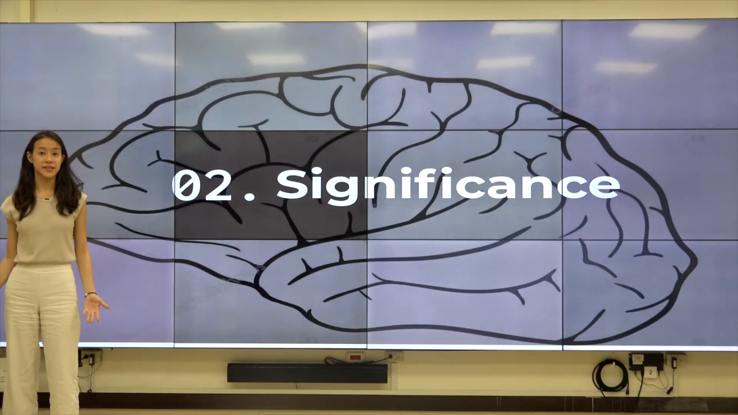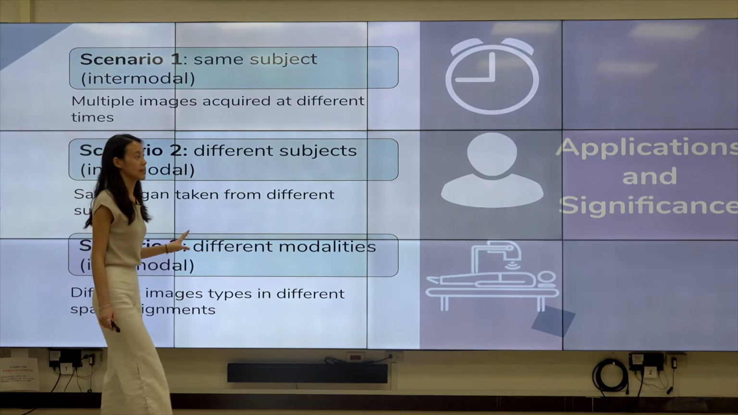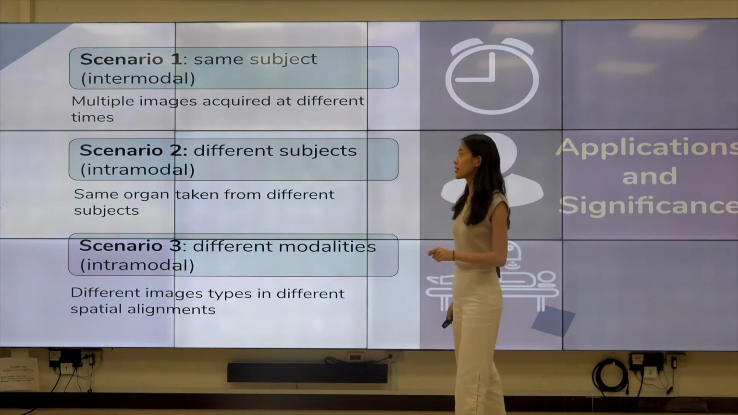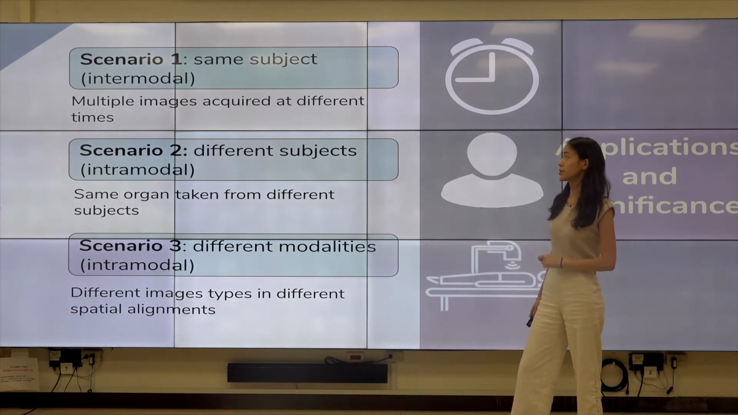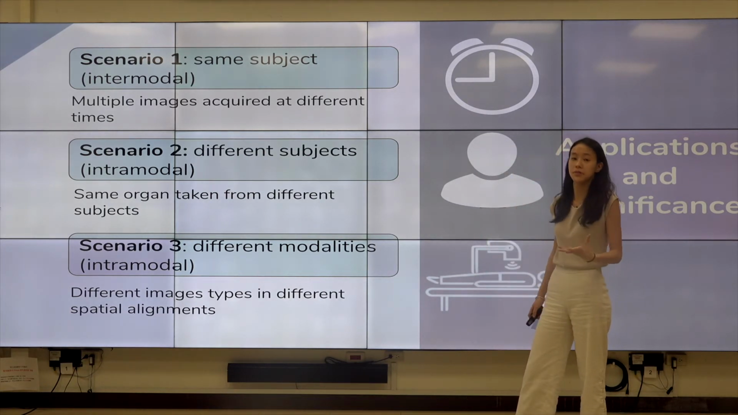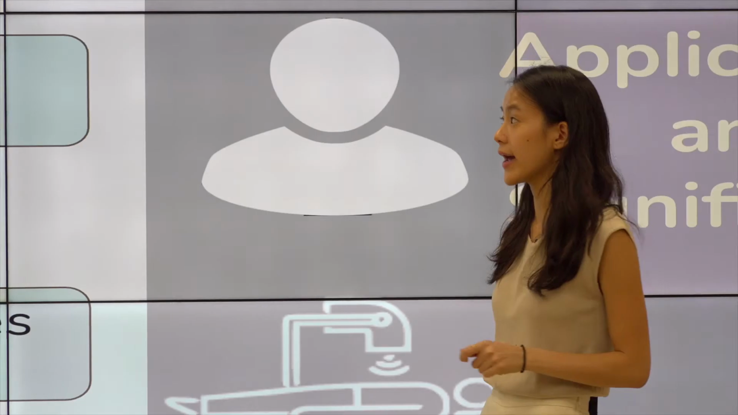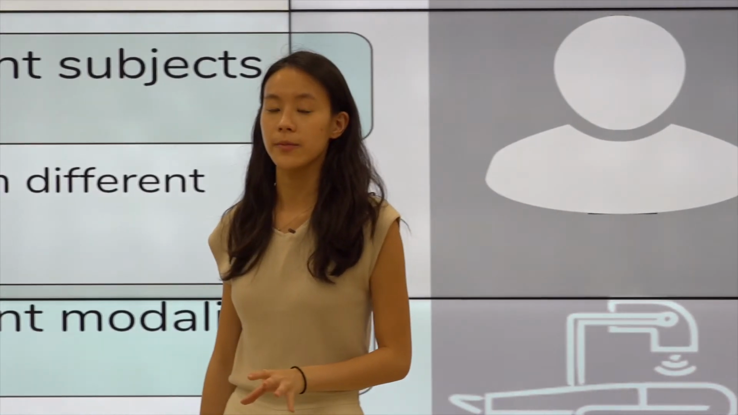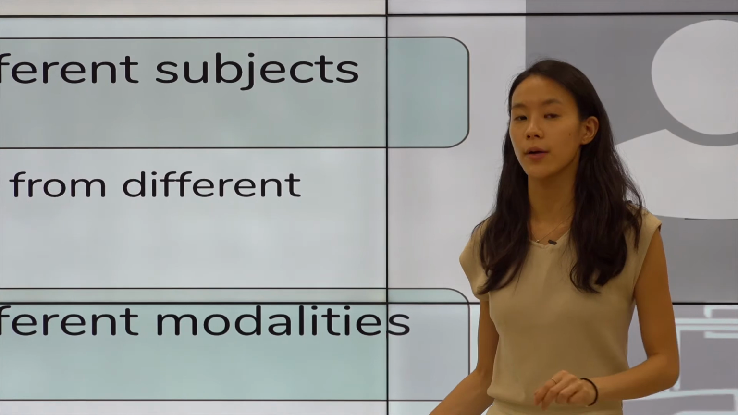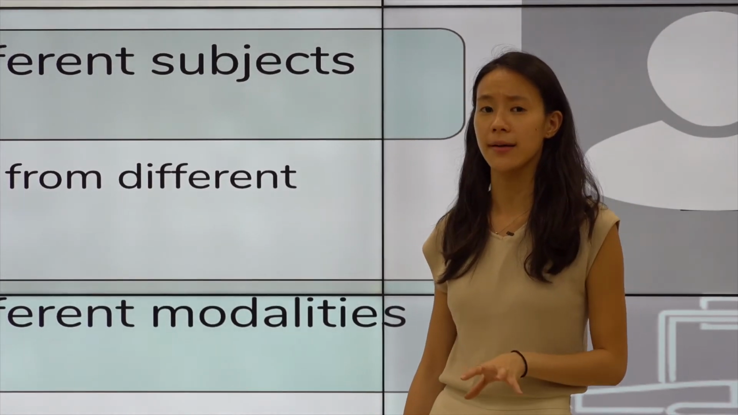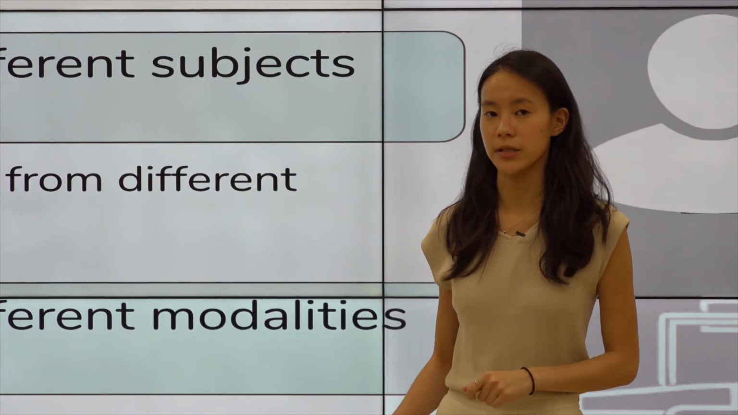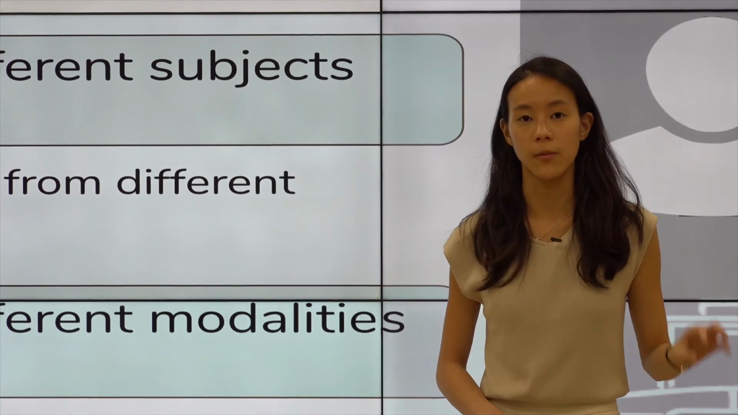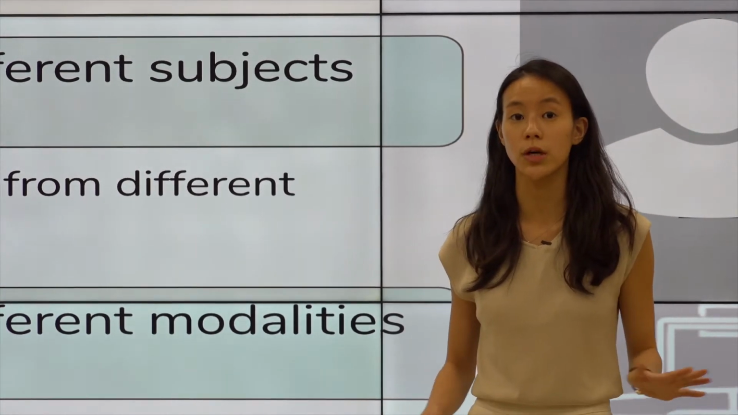So talking about the significance of registration. The applications and significance, as I stated before in that summary of what registration is, can occur in three different kinds of scenarios. So the very first scenario would be the same subject, which is considered as intermodal, the phrase for that. And basically what happens is that we may have multiple images acquired at different times. And this may be in the morning or in the afternoon or at night, where we have these different scans that are taken at different times. And due to a lot of biological reasons, as I'll explain later, there may be differences in the images. So it won't be the same if we take it in the morning, in the afternoon, and at night. The images would not be the same.